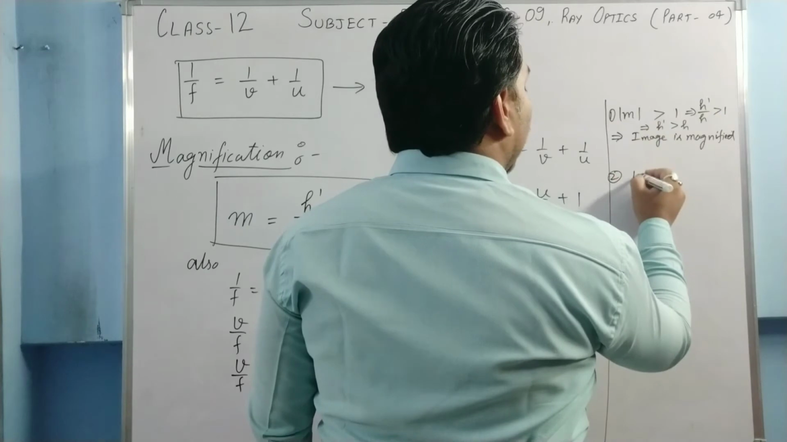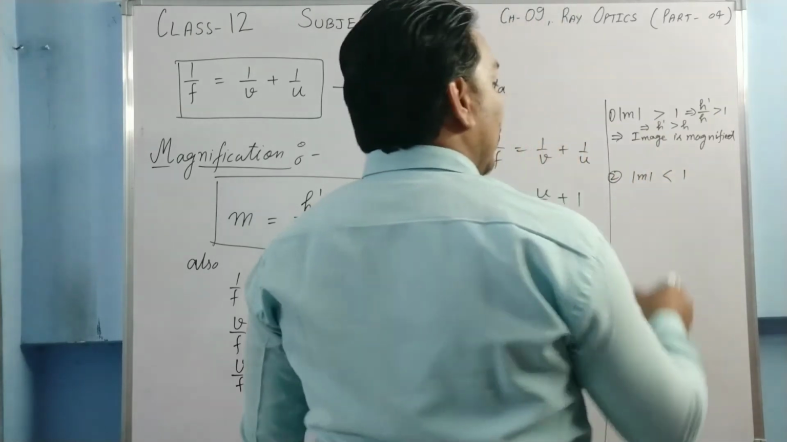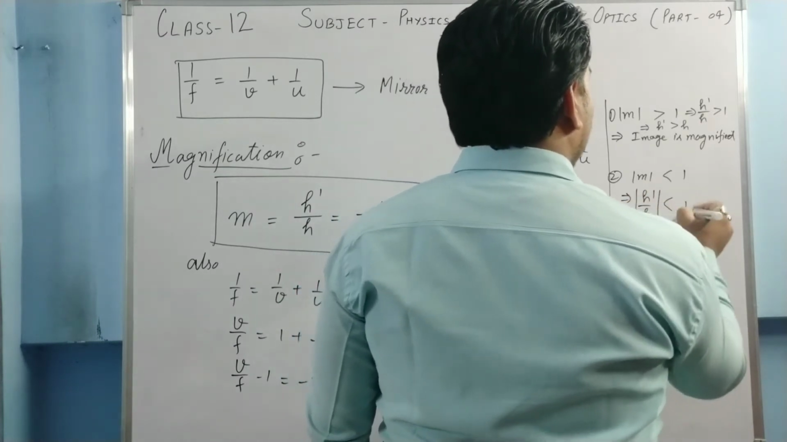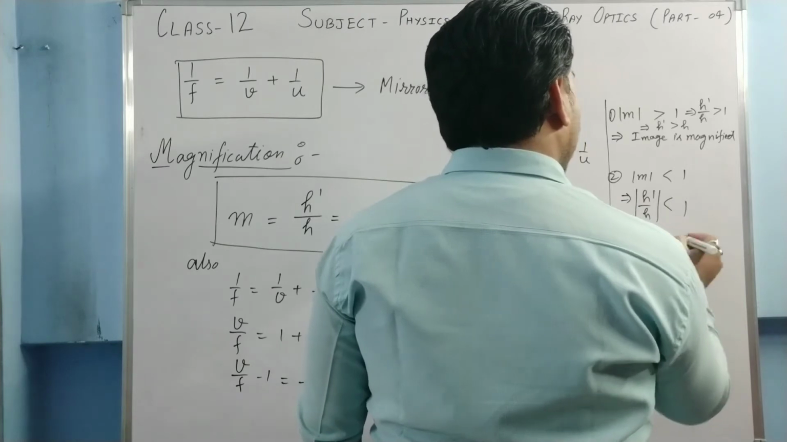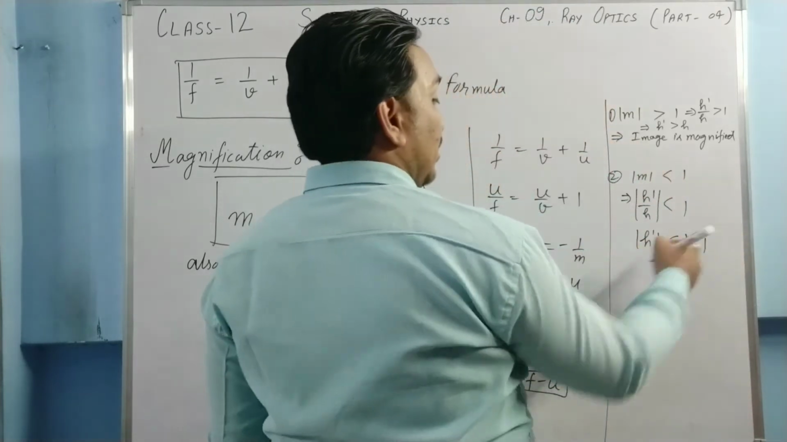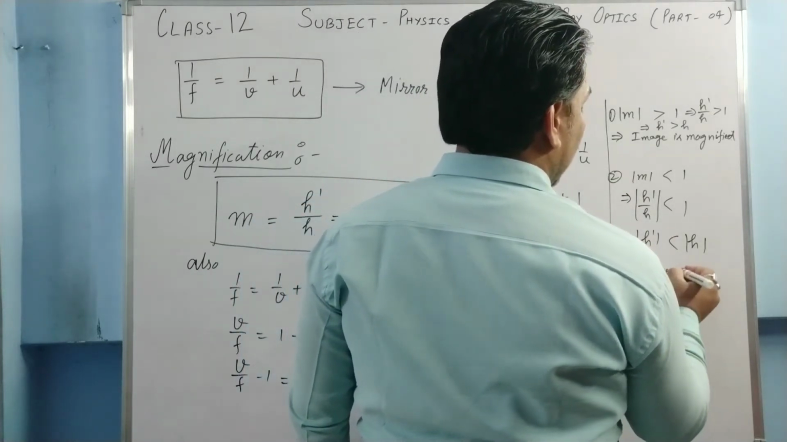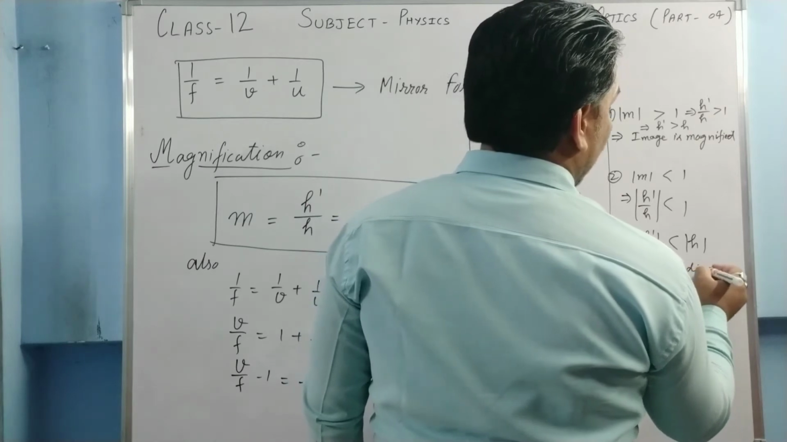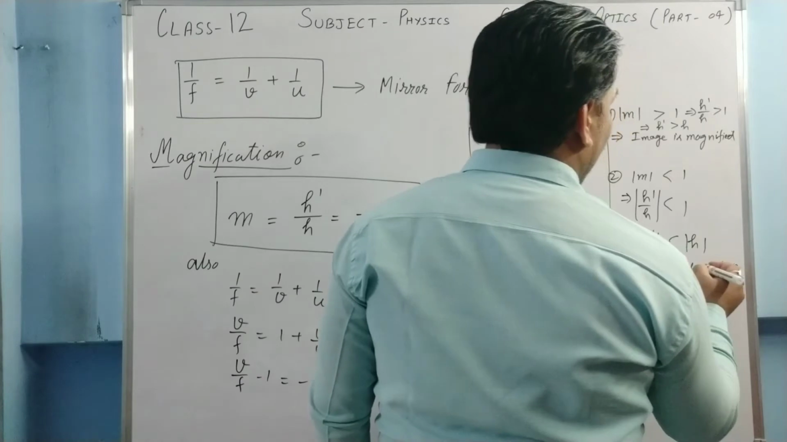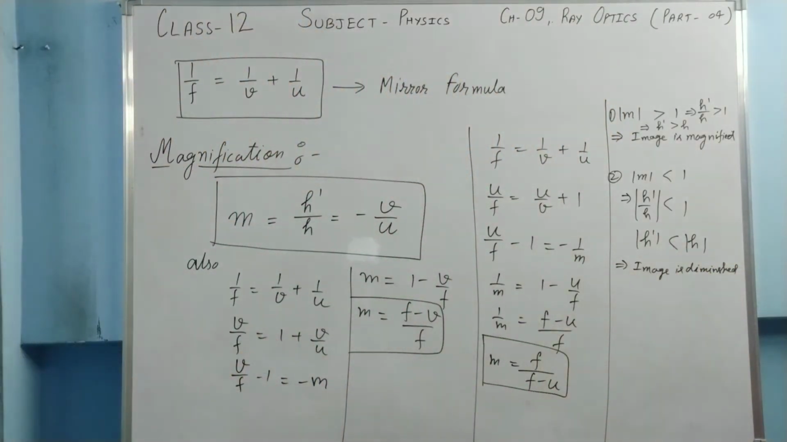Moreover, second, if magnitude of magnification is less than 1, which implies that h dash upon h is less than 1, which implies that h dash is less than h. So basically height of the image is less than height of the object. So here the image is diminished. What is diminished? The size of the image is less than the size of the object.